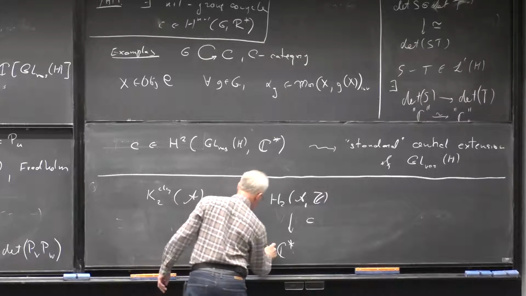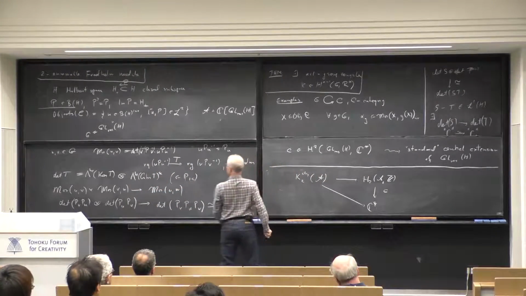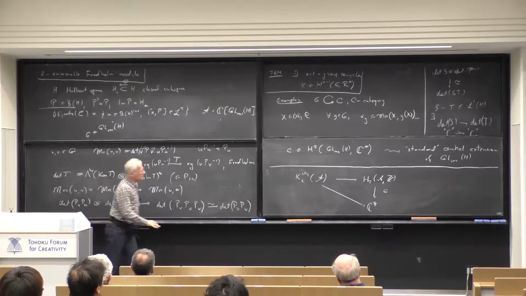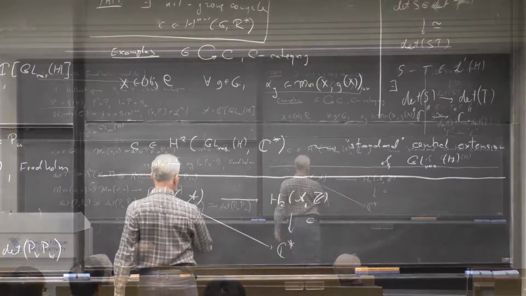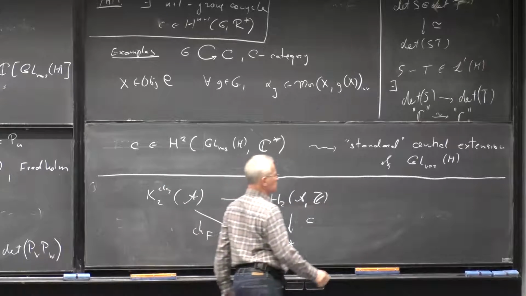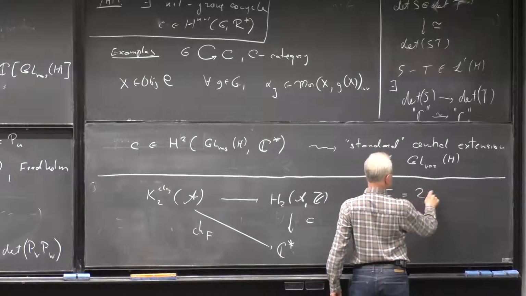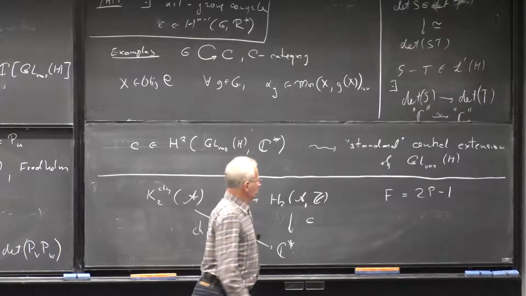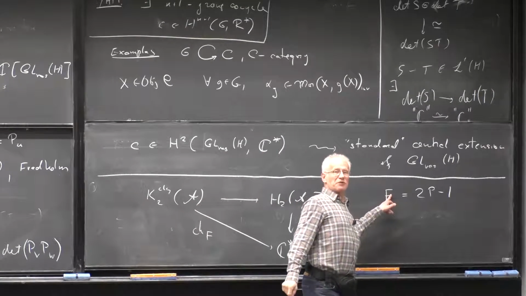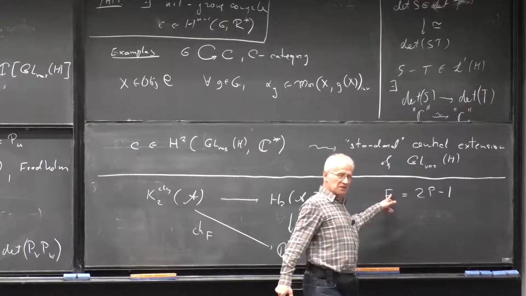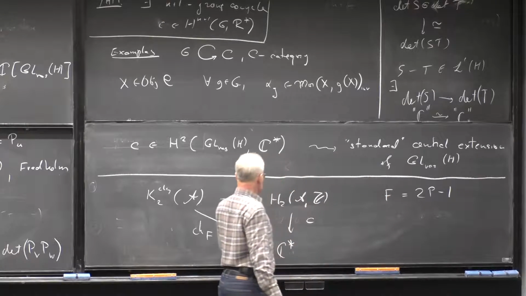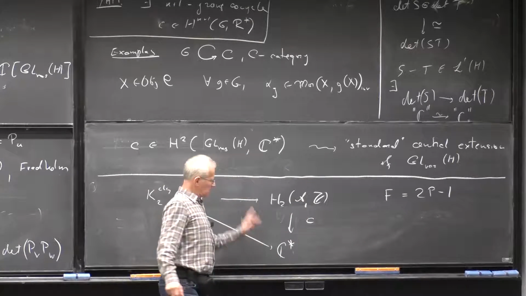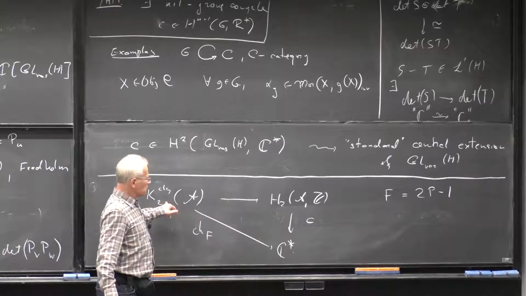On the other hand, I can think of a Fredholm module here, which is given by F equals 2P minus 1. Okay, that's F squared equals 1. It's bounded, F squared equals 1. Its commutators with elements of my algebra are L2, so it's two-summable. So I get this Chern character, this map from the algebraic K2 here.